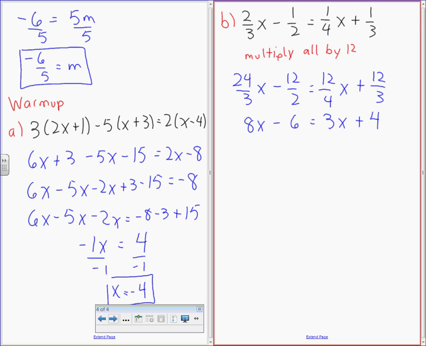Okay, Karina, what do we do first? What's the first thing I want to get rid of here, please? Well, wouldn't you want to take the 6 and put it on the other side? Sounds good. What does it turn into when you move across? So 8x equals 3x plus 4 plus 6. Very good. Awesome.